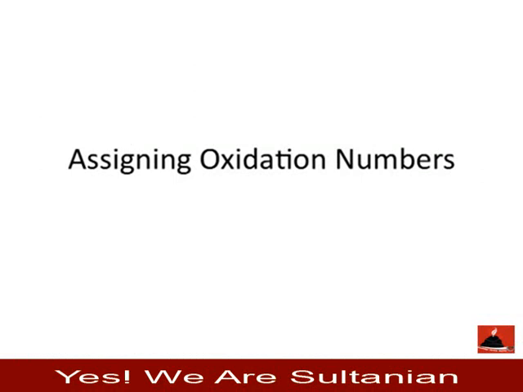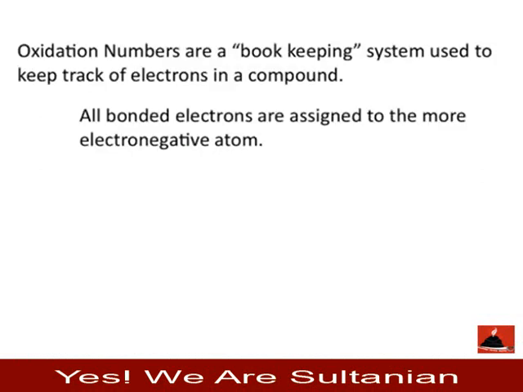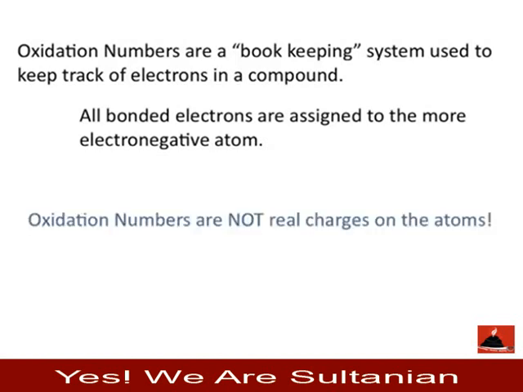This tutorial is on assigning oxidation numbers. Oxidation numbers are a bookkeeping system used to keep track of electrons in a compound. All bonded electrons are assigned to the more electronegative atom. Remember that oxidation numbers are not real charges on the atoms.